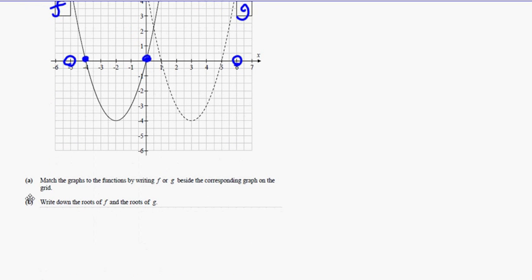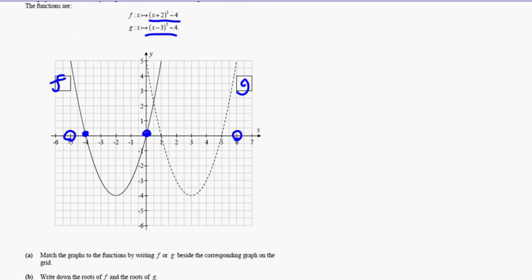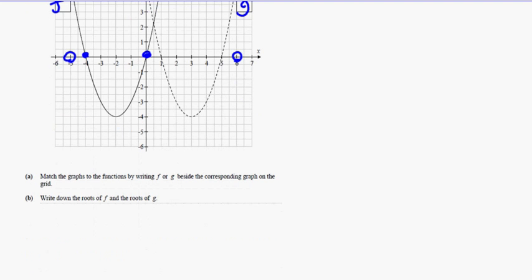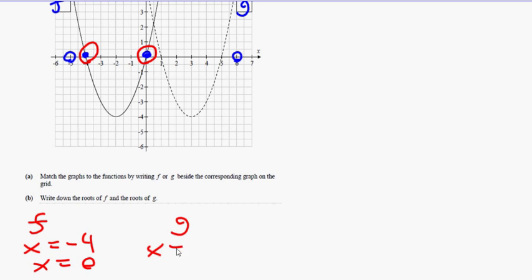Write down the roots of f and the roots of g. The roots of f and roots of g are where they hit the x-axis. So for f it's x equals minus 4, which you can see here, and x equals 0. For g it's going to be x equals 1 and x equals 5.